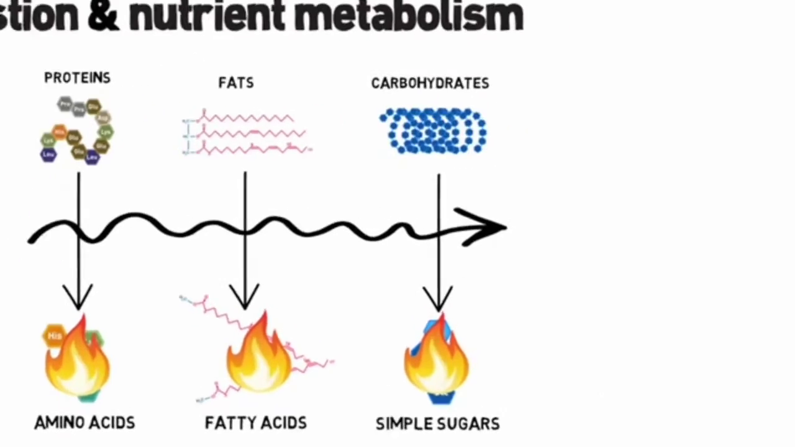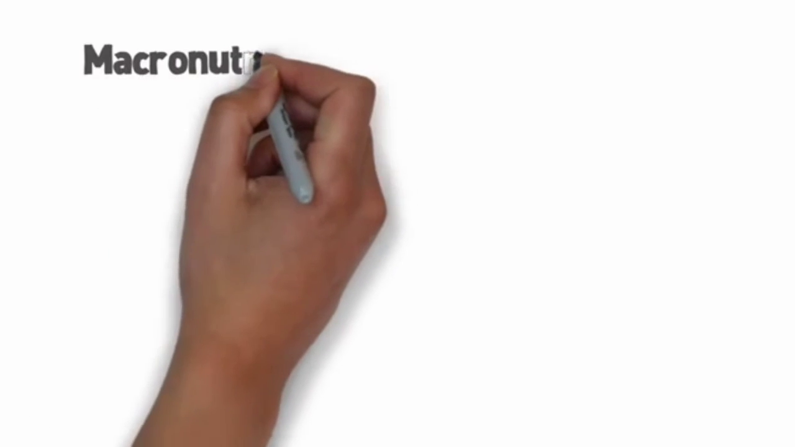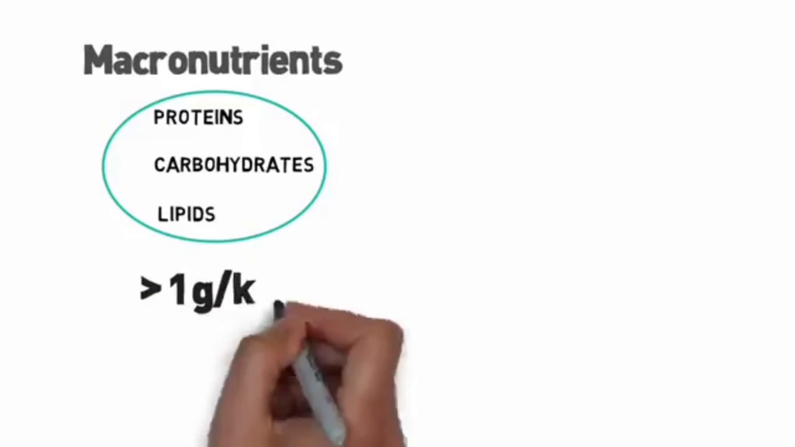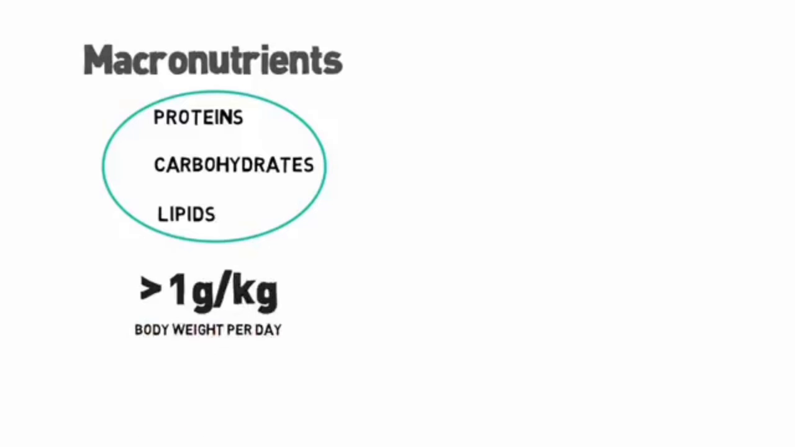Among the nutrients absorbed, two types can be distinguished. Macronutrients, for example, protein, carbohydrate, and lipid, are nutrients that provide calories or energy. They are required in large amounts to maintain body functions and carry out their activities of daily life. Their nutritional intake represents more than 1 gram per kilogram body weight per day.